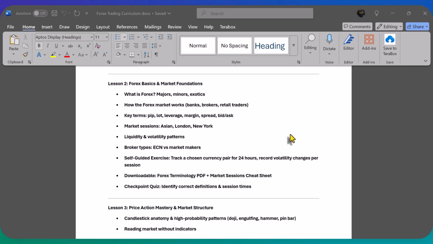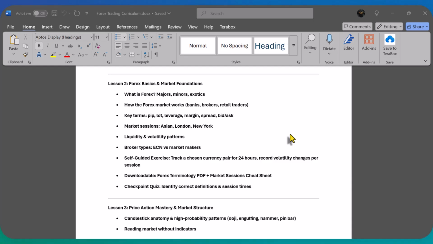And then we're going to be talking about the market sessions and their volatility, which we have three basic market sessions. Some people say it's always four, but nonetheless, three basic market sessions: the Asian session, the London session, and the New York session. Then we are going to be talking about liquidity and volatility patterns. And then we are going to be talking about the broker types, ECN versus the market makers. Then we are just going to take a self exercise, and then that will be all for this lesson.